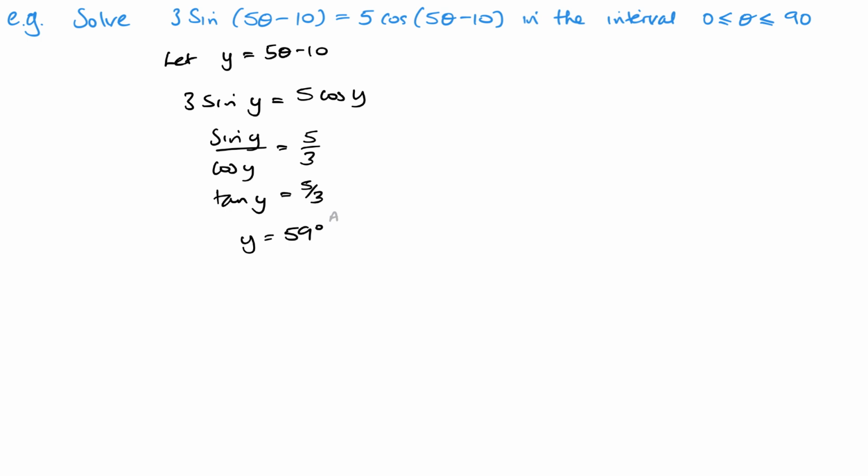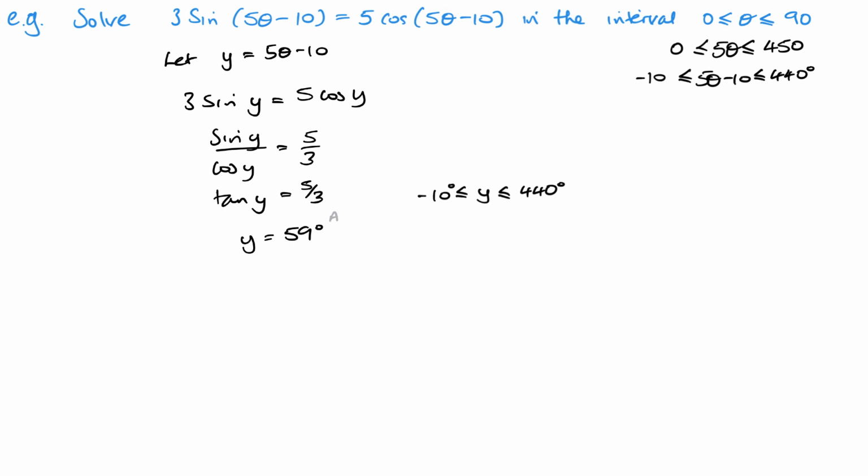Let's look at what's happening to our interval. We first need to multiply by 5. So 0 times 5 is obviously 0, and 90 times 5 is 450. And then we need to take away 10. So minus 10 and 440. That is my range for y: minus 10 to 440.